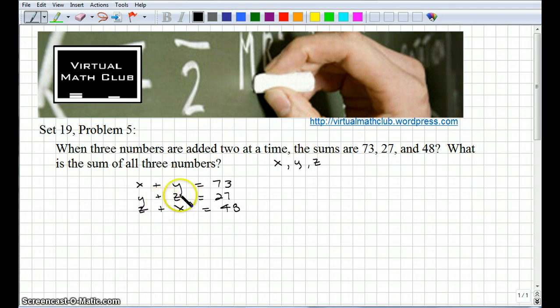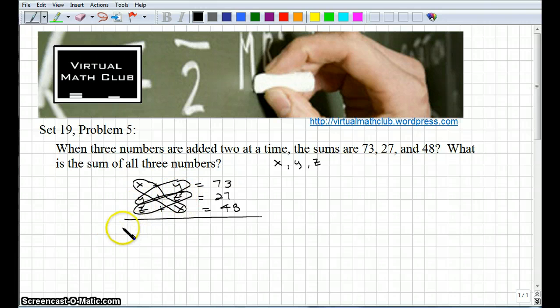Now we have three linear equations and we have three unknowns. So we could actually solve for x, y, and z and then add them up and get the sum of the three numbers. But what I'm seeing here is that if I take these three equations and add them up, you see I have two x's, an x and an x here, a y and a y here, and a z and a z here.